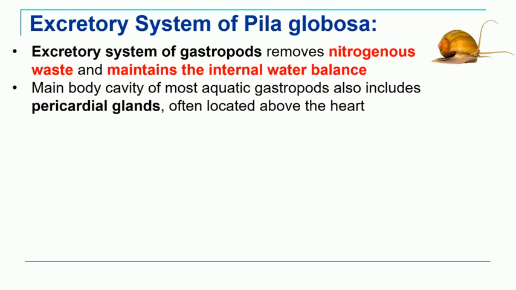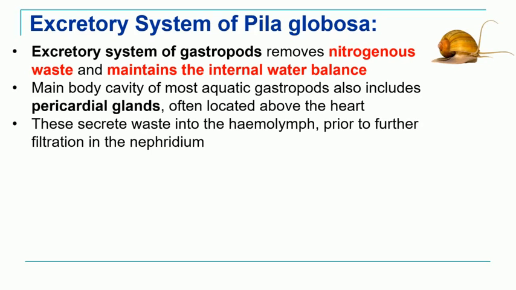So the main body of all aquatic gastropods includes the pericardial glands as well, and they are present near the heart. And the waste is basically secreted in hemolymph, which is equivalent to the blood in higher organisms, where the further filtration takes place in the nephridium or kidney.